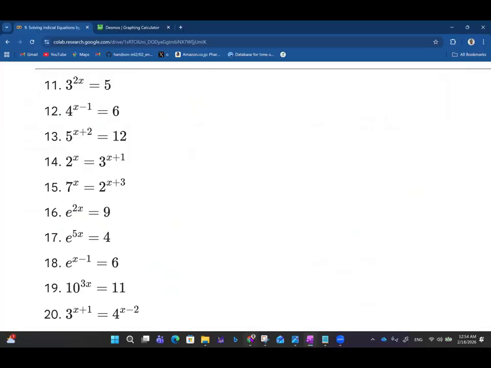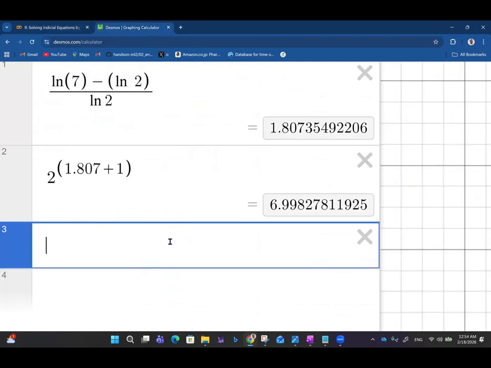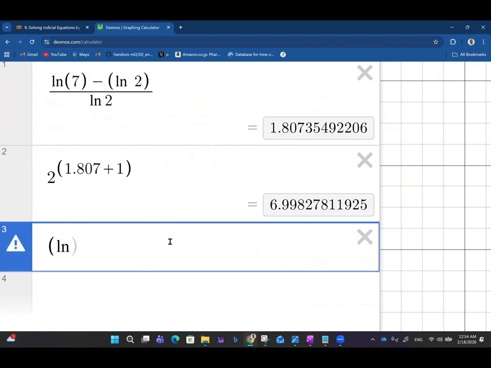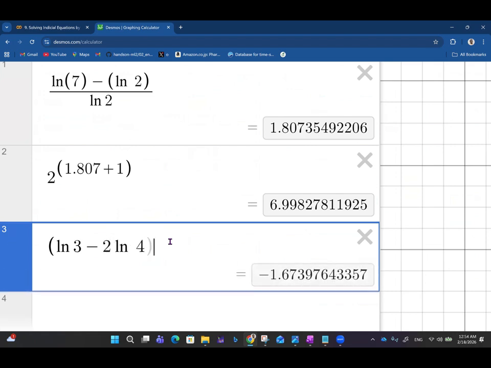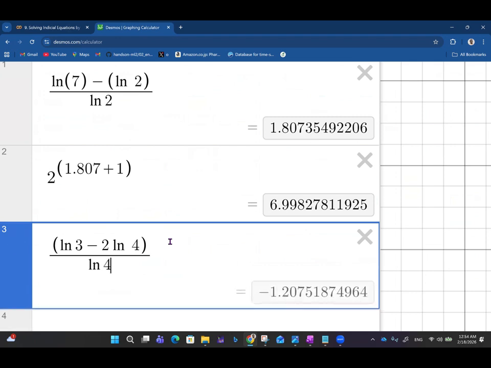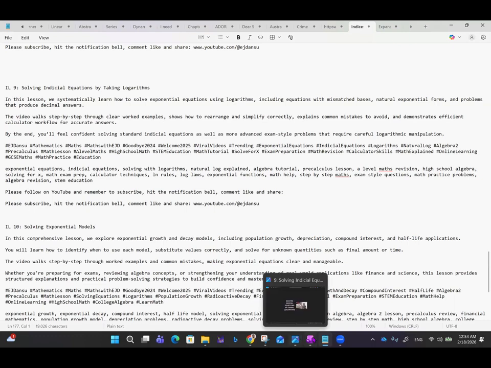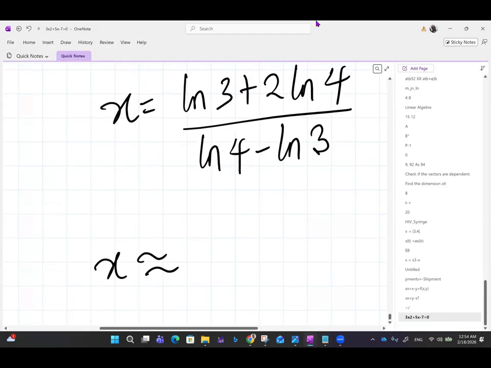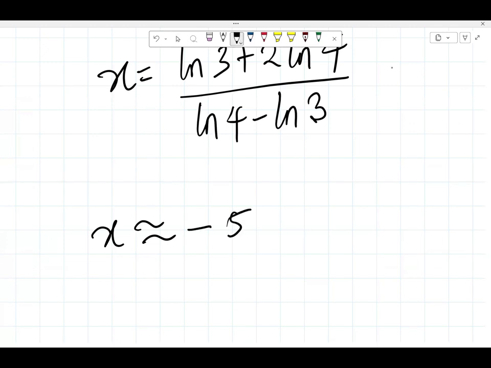Okay, ln 3, ln 3, I can put this in brackets even. ln 3 minus 2 ln 4 divided by ln 4 minus ln 3. Oh, so it's negative this time around. So that's approximately minus 5.819. It is approximately minus 5.819.